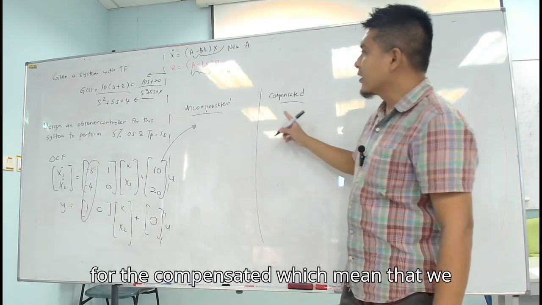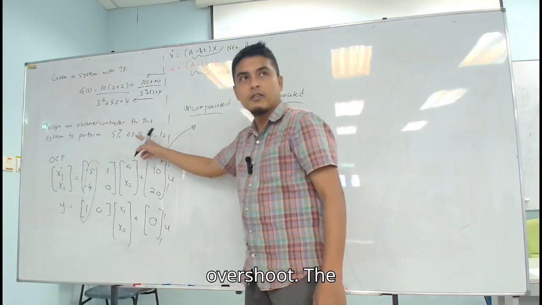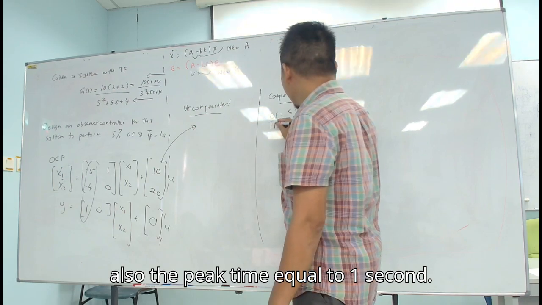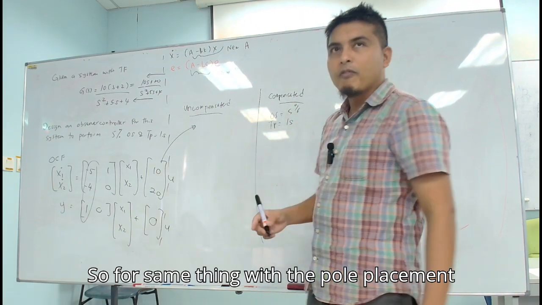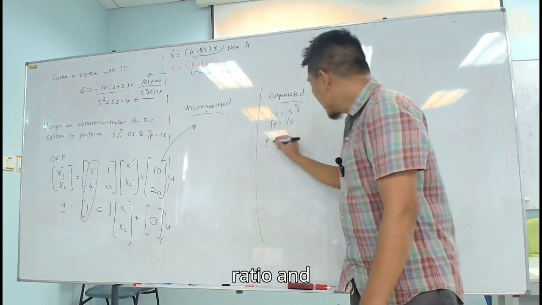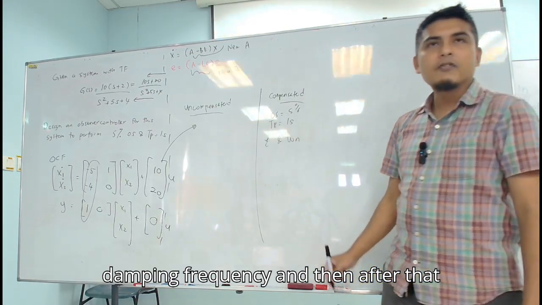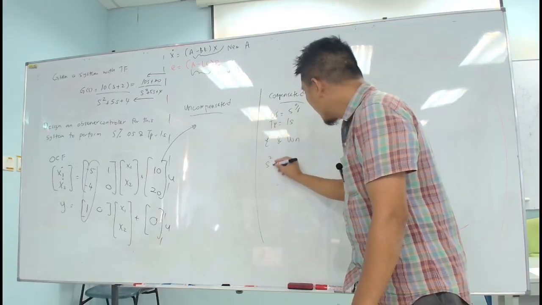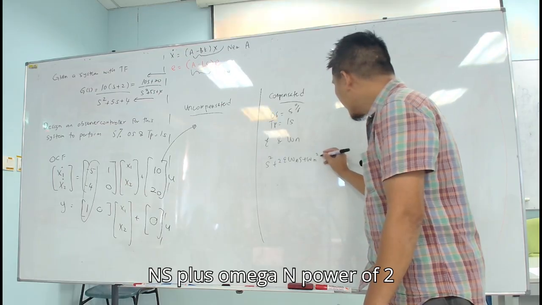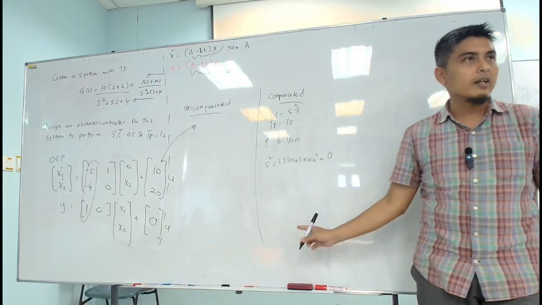For the compensated, we need the system to perform 5% overshoot and also a peak time equal to 1 second. Same as with the pole placement controller, we need to find the damping ratio and damping frequency, and then apply them to s squared plus 2 zeta omega n s plus omega n to the power of 2 equals 0. That is for the compensated part.